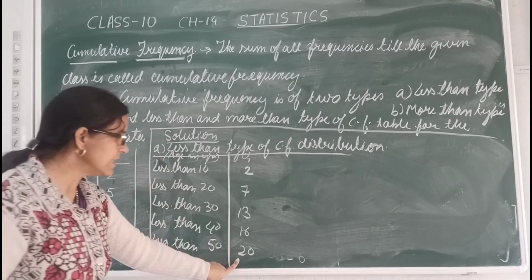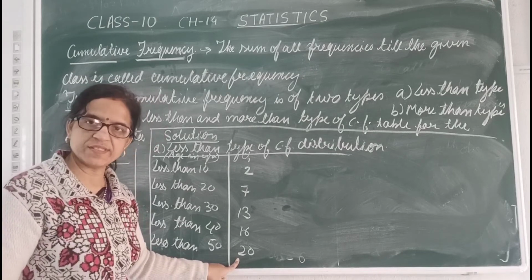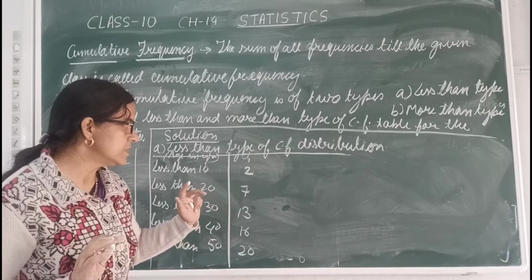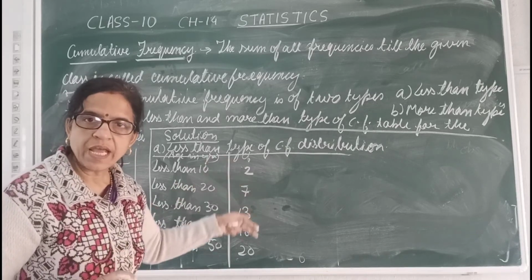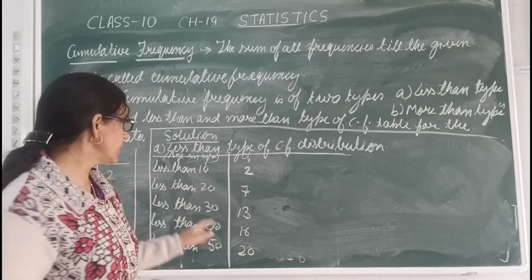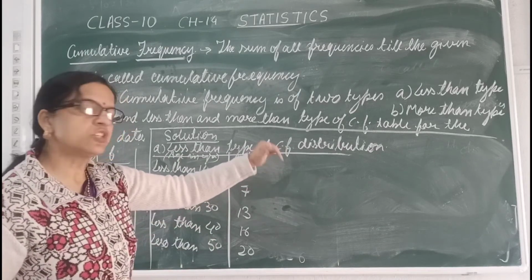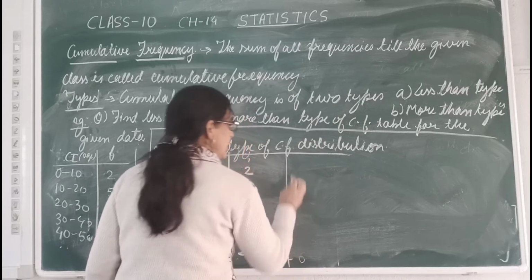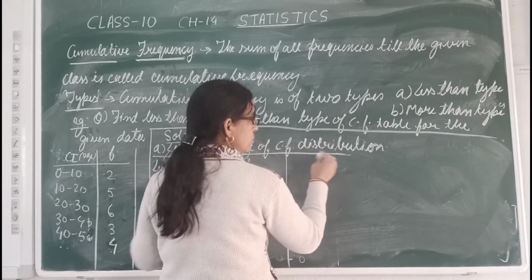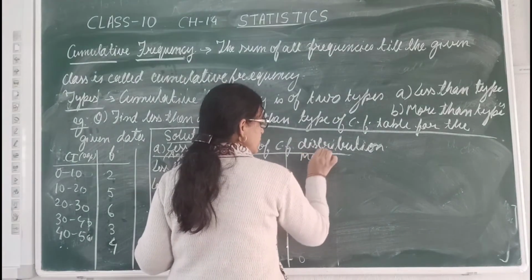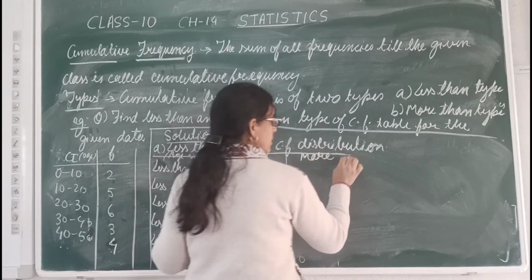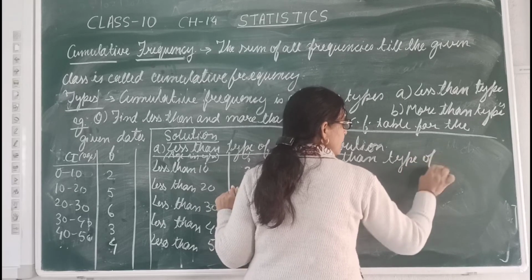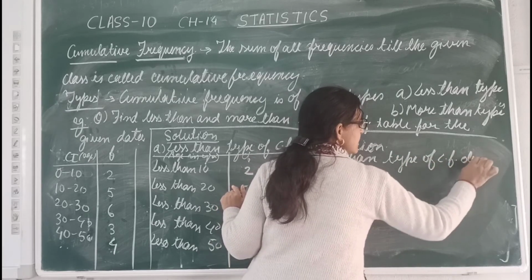So keep in mind the last cumulative frequency is the sum of all the frequencies. This also should be in your mind, so that you should be confident enough that your addition is going correct. So this is the less than type of the cumulative frequency distribution. Now let us do more than type. In one mode only I am doing it, so that everything should be clear in one mode. More than type of cumulative frequency distribution.